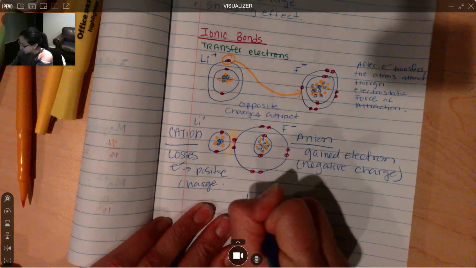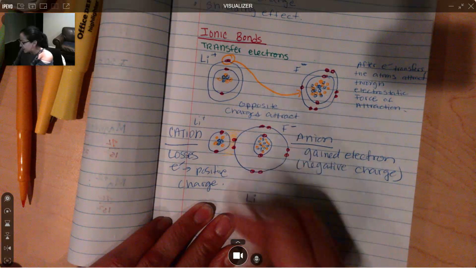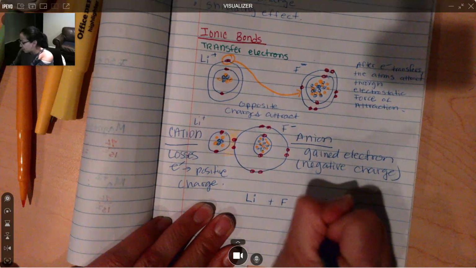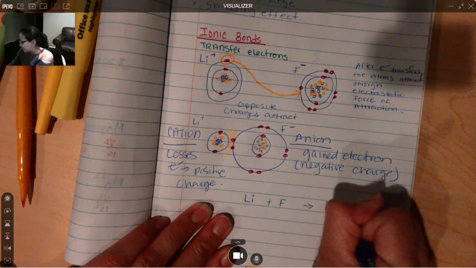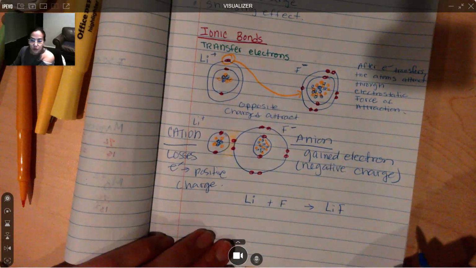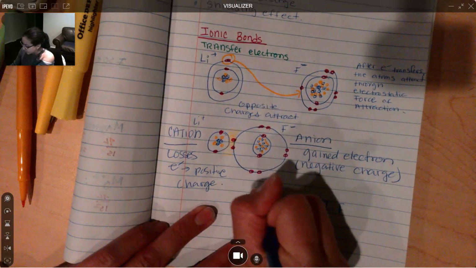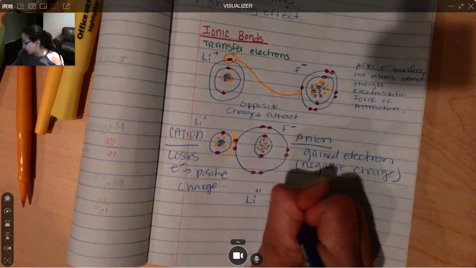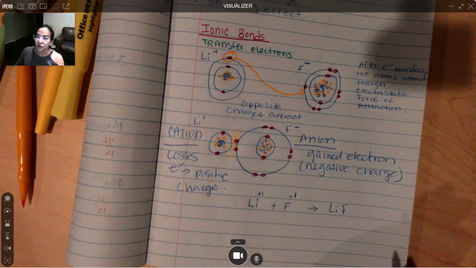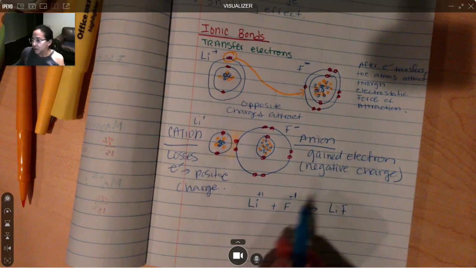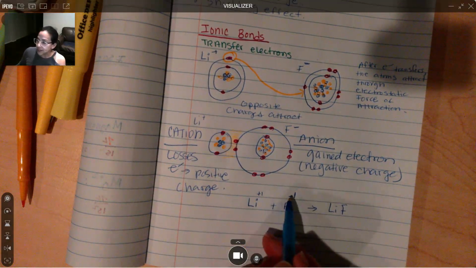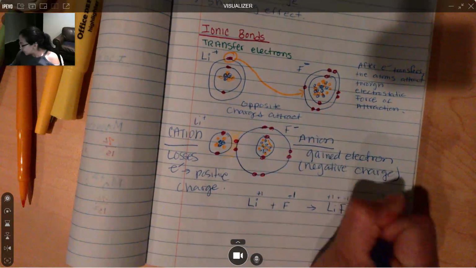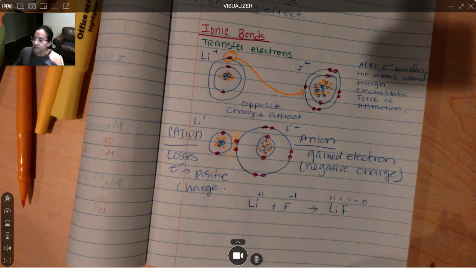So continuing with our example, we had lithium plus fluorine, and they combine together to give us lithium fluoride. And how do we know it's a 1:1 ratio? Well, lithium can make a +1 charge because it's in group 1, and fluorine can make a -1 charge. It's in group 17, right? So a +1 plus a -1 is equal to 0.